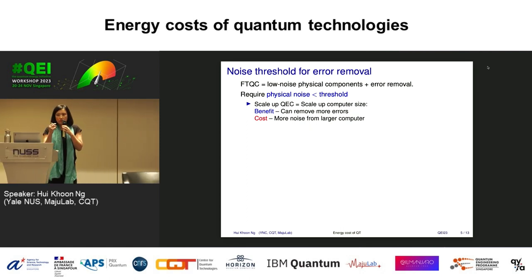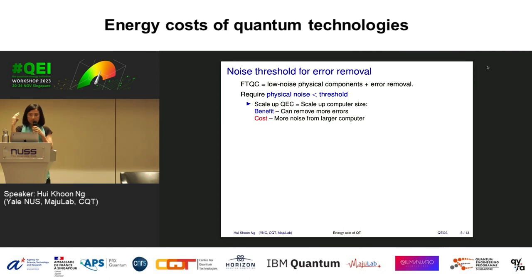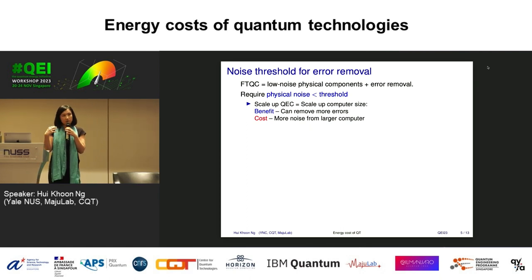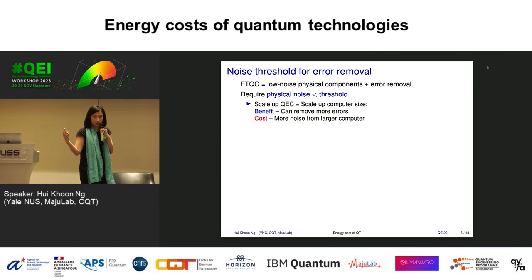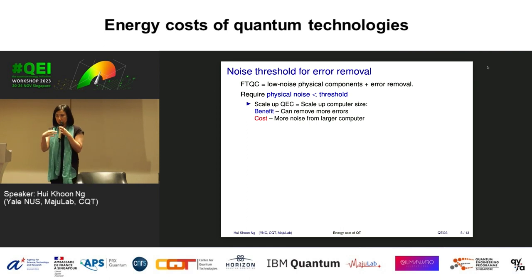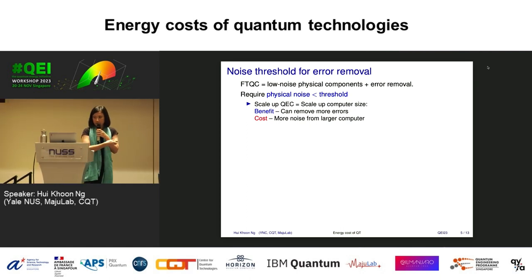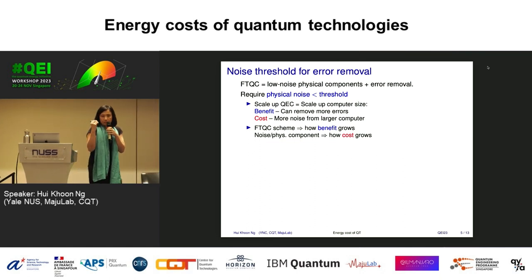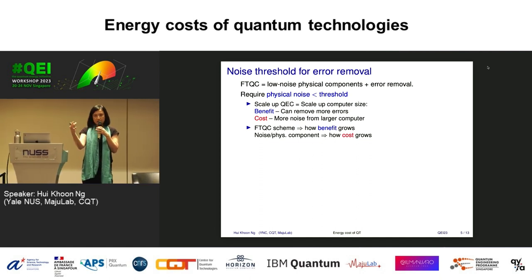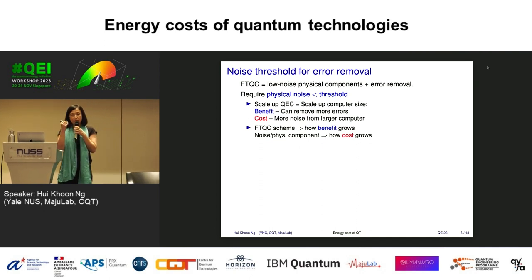I've already said, if you want to scale up your error correction, you need to scale up your quantum computer size. The benefit of scaling up is that you can now remove more errors. There is, however, a cost, because you now have a larger computer with many more physical components, and hence many more ways your computer can go wrong. Any one of those components can give you errors as well. The fault-tolerant quantum computing scheme tells you how the benefit grows, and your physical device properties tell you how the noise per physical component grows, and that's the cost part of it.